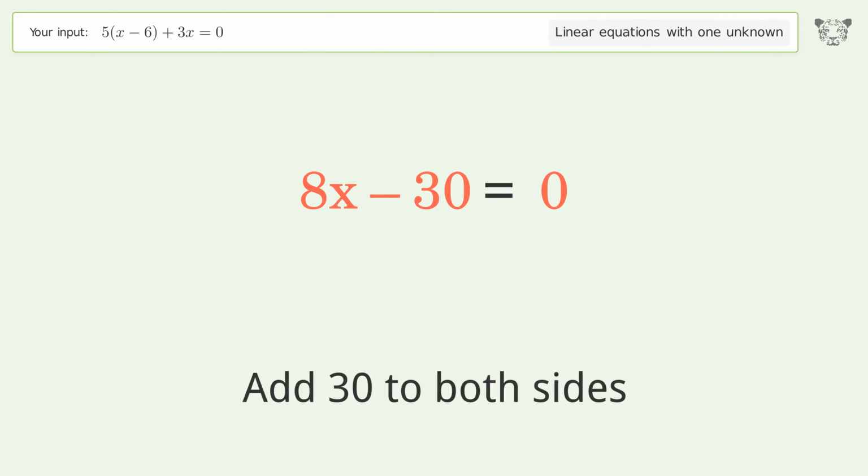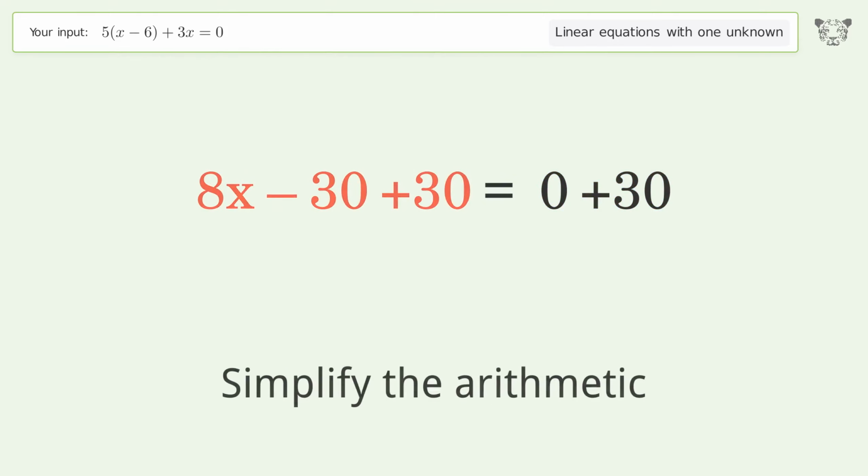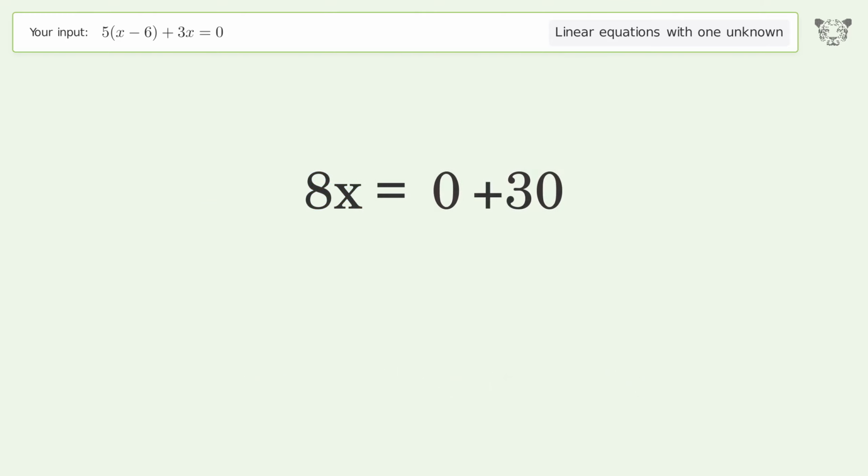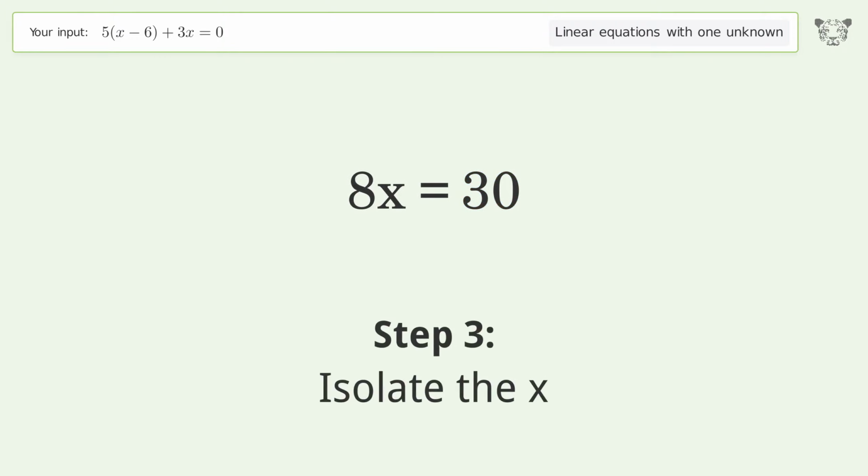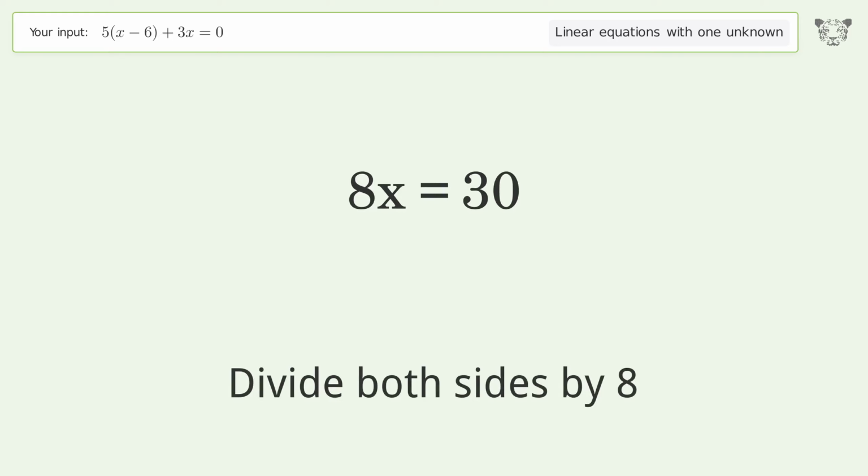Add 30 to both sides. Simplify the arithmetic. Isolate the x. Divide both sides by 8.